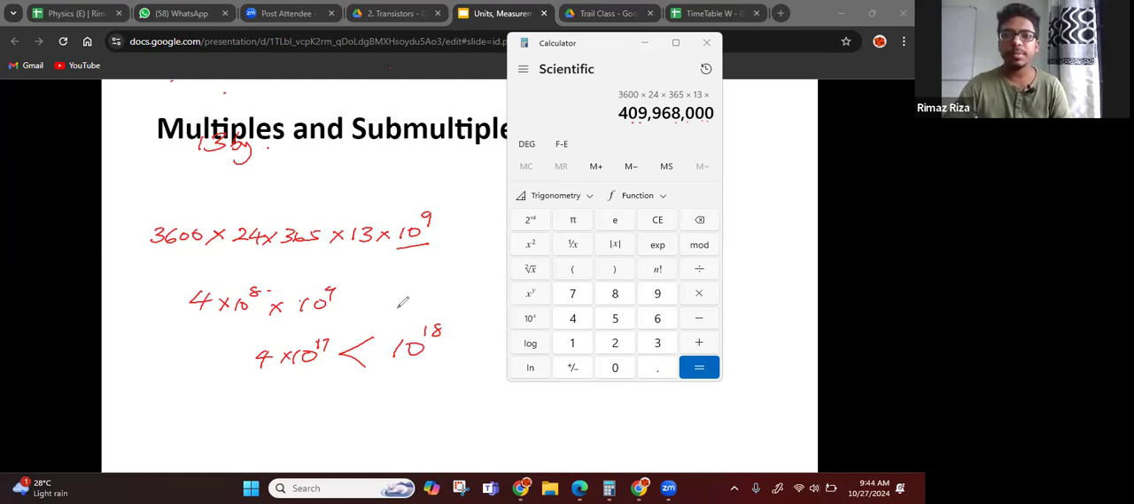That means the number of attoseconds within 1 second is greater than the total seconds spent in the universe, I mean, the age of the universe.